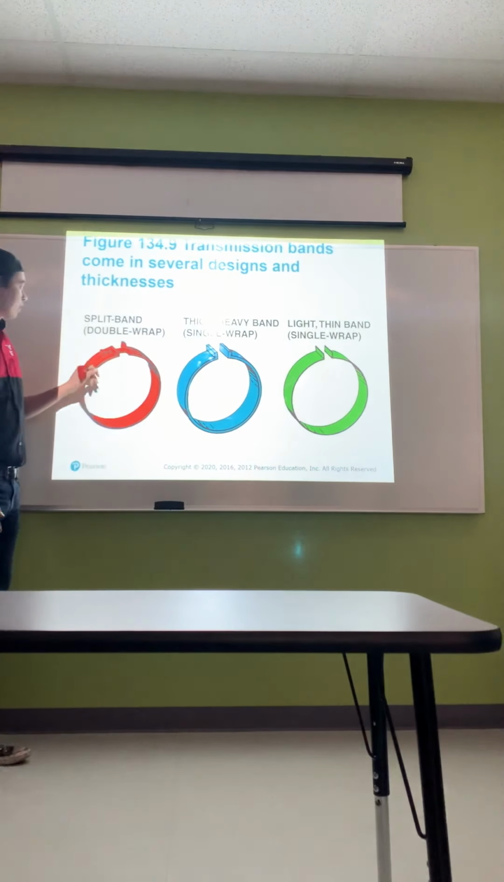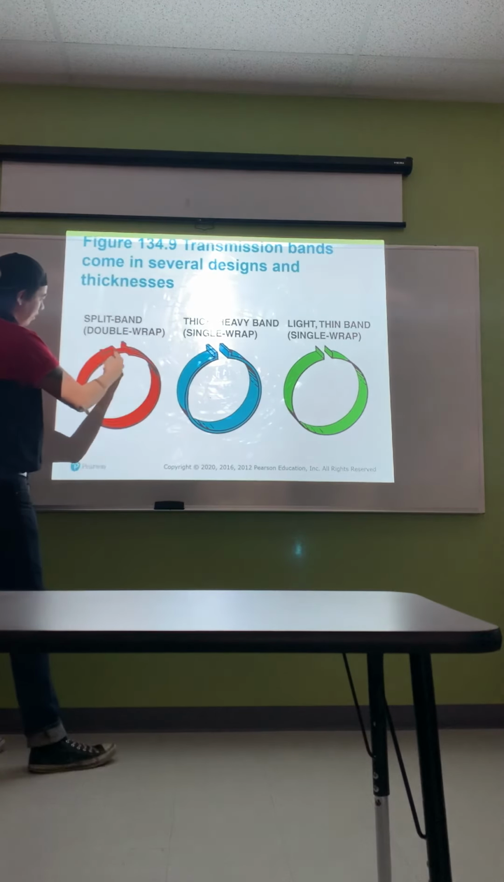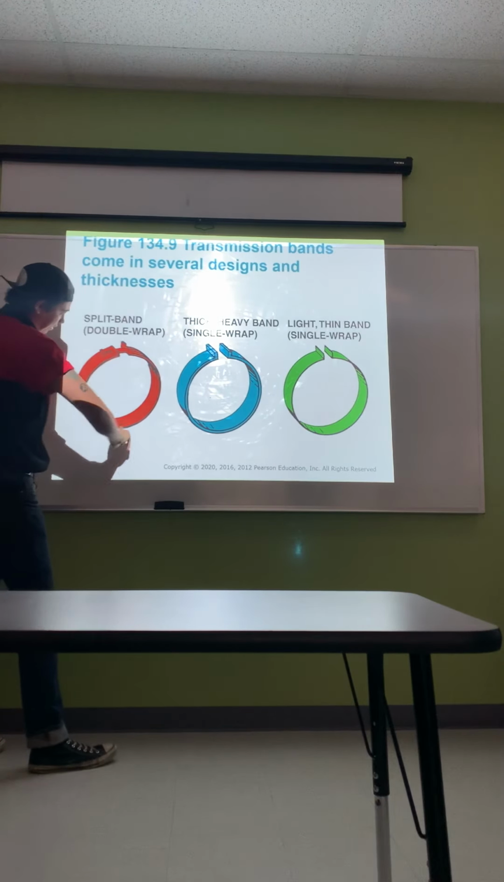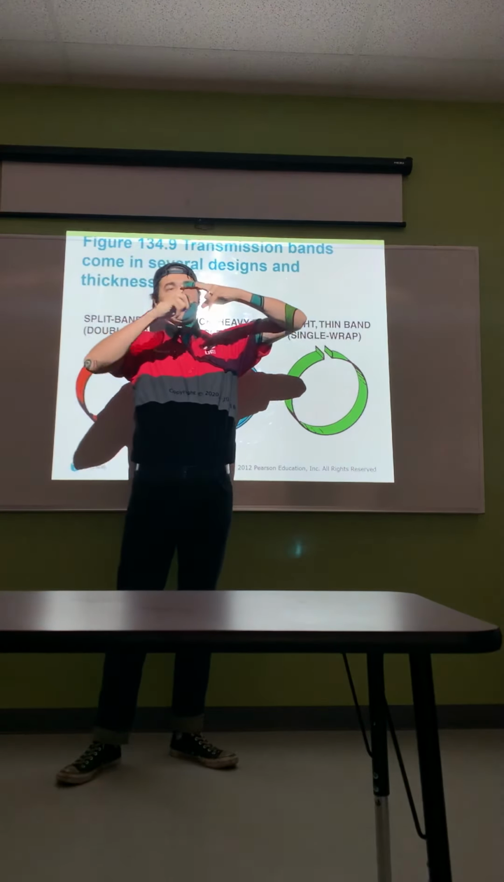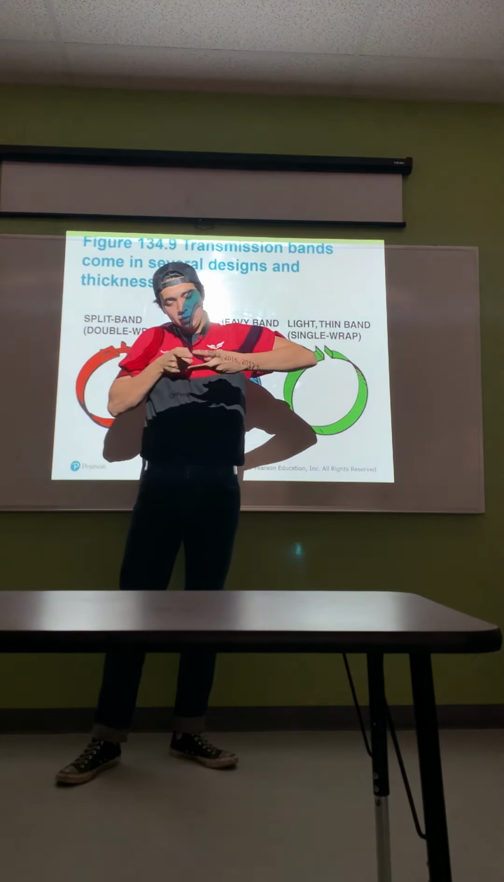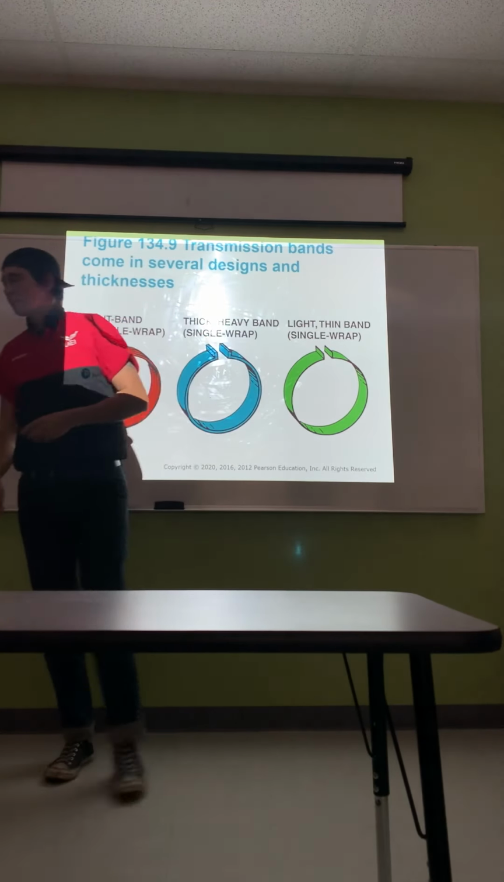The split band double wrap isn't necessarily wrapped twice, but you have two bands that come around like this, and then one band in the center. They link up pretty much in this formation. So this one loops around to the back side of this one, and these two loop around to the front side of this one.